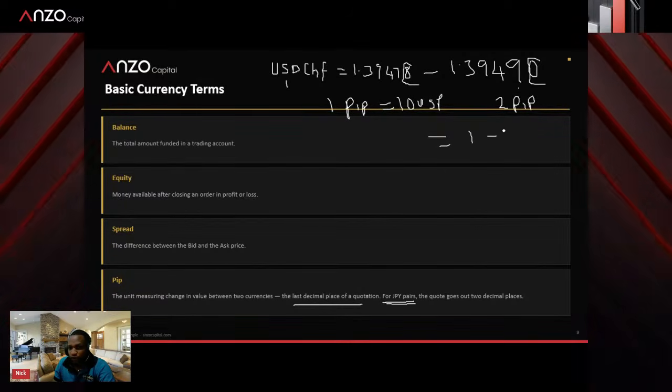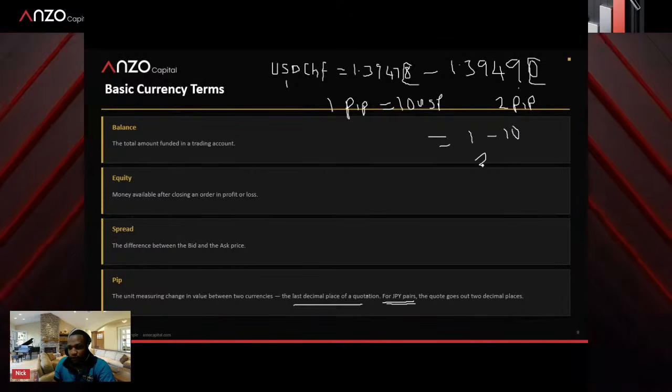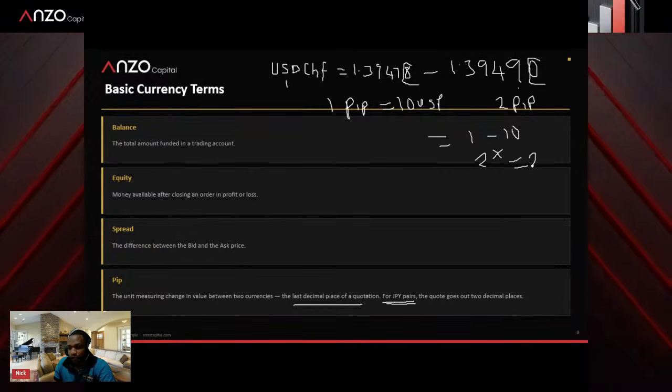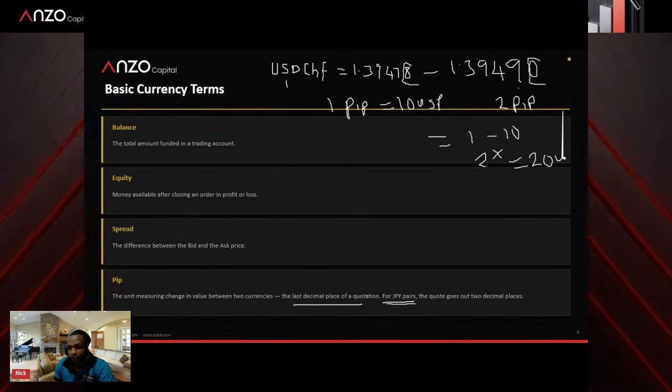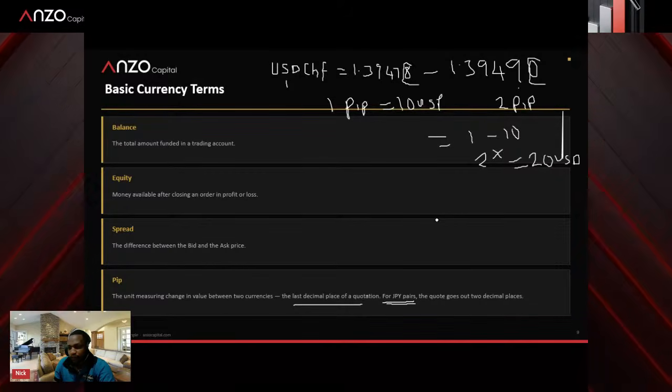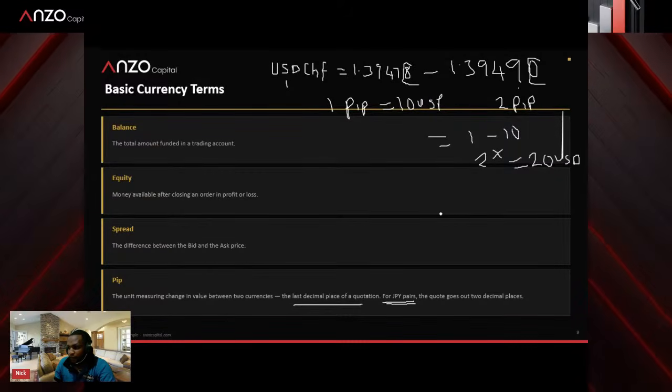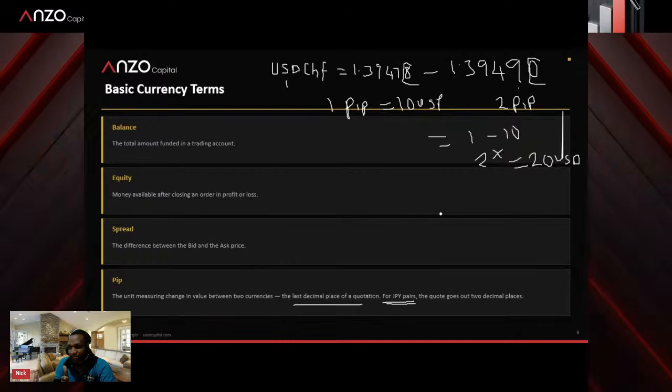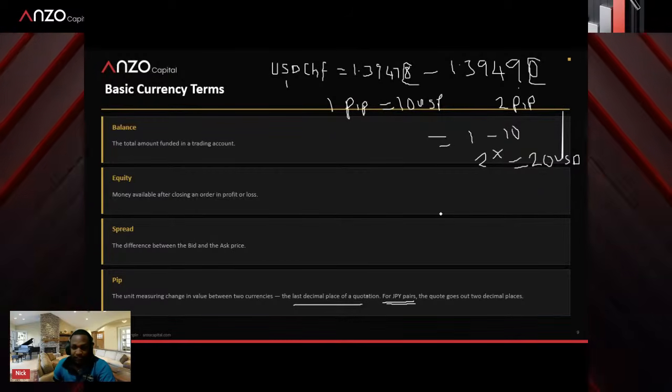1 pip is equal to 10 USD. What about 2 pips? Quick cross multiply, and you get yourself 20 USD over there. So basically, that's what's going to be there. It's 20 USD coming in.